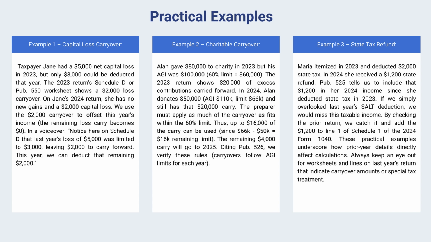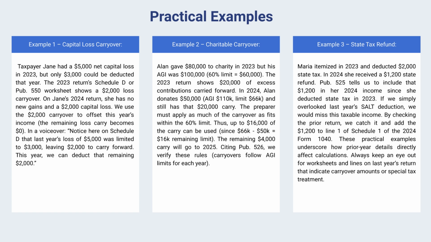Finally, let's check in with Maria. She itemized deductions in 2023 and claimed $2,000 in state taxes on Schedule A. In 2024, she receives a $1,200 state refund. Now the question is, does she include that in income? According to Publication 525, the answer is yes, if she got a tax benefit from deducting that $2,000 last year. So by checking her 2023 return and confirming she itemized and deducted the state tax, we know that the $1,200 refund must be included in her 2024 income.